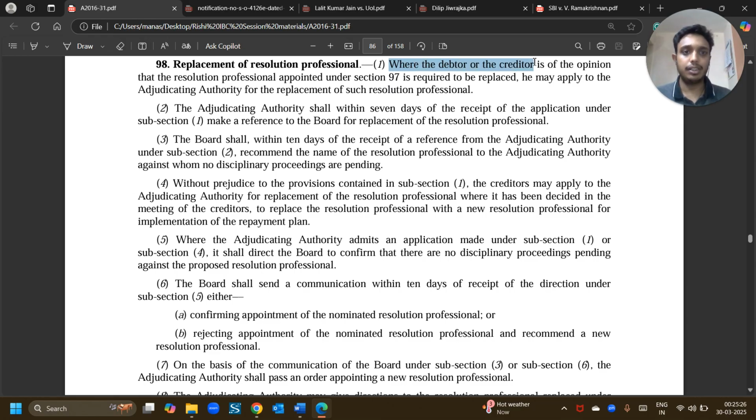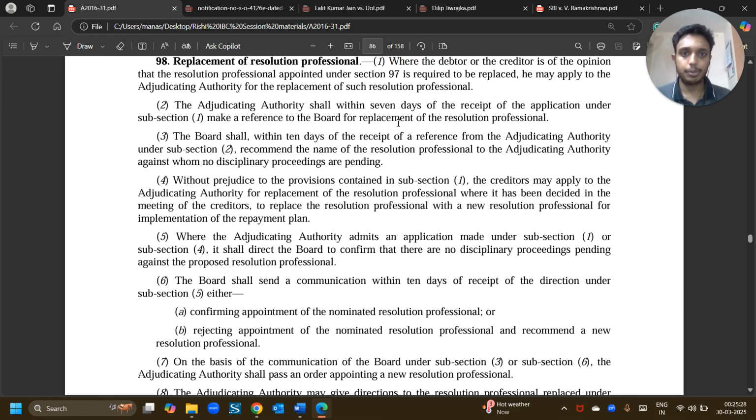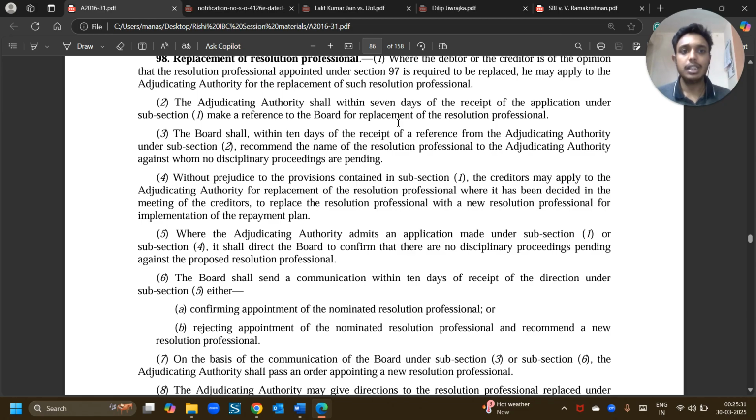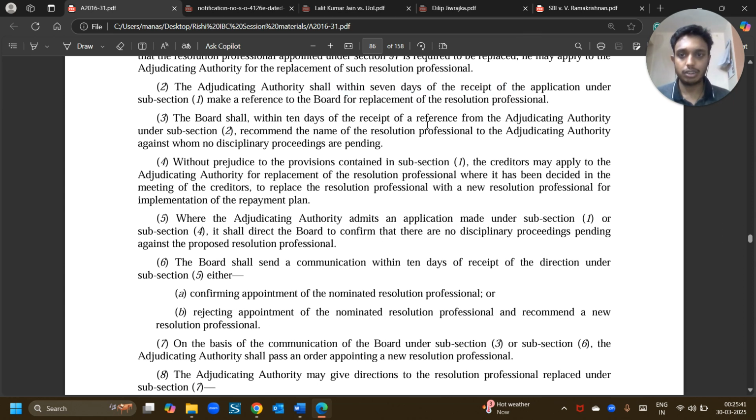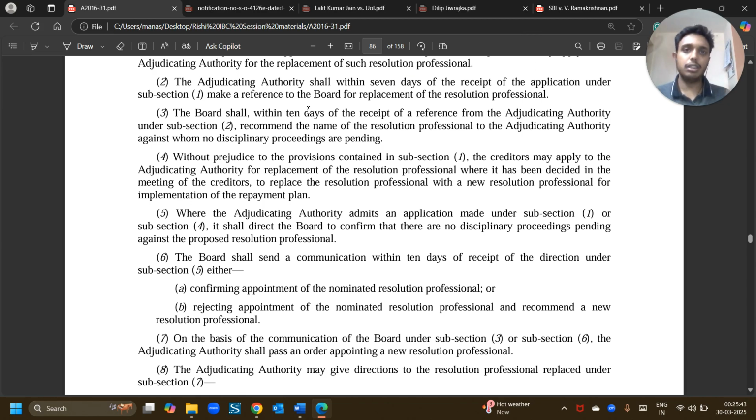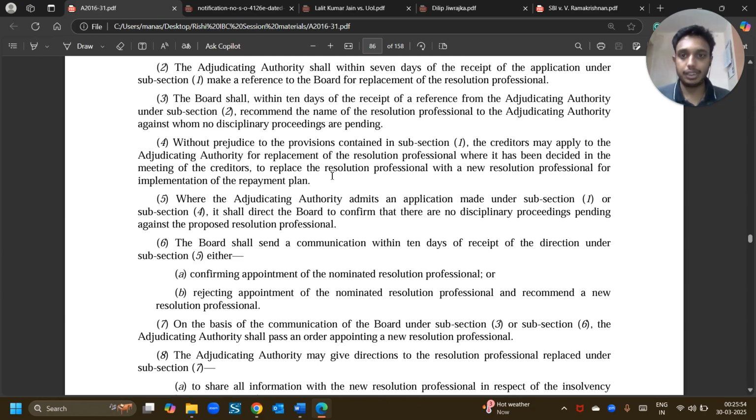Whether debtor or the creditor is of the opinion that the RP appointed under section 97 is required to be replaced, he may apply to the adjudicating authority for the replacement of such RP, right? So it's either the debtor or the creditor. The replacement shall be made within 7 days. The order shall be passed by the adjudicating authority within 7 days, wherein the reference will be made to the IBBI, right? The first 7 days, the reference will be made to the IBBI seeking replacement of the RP, right?